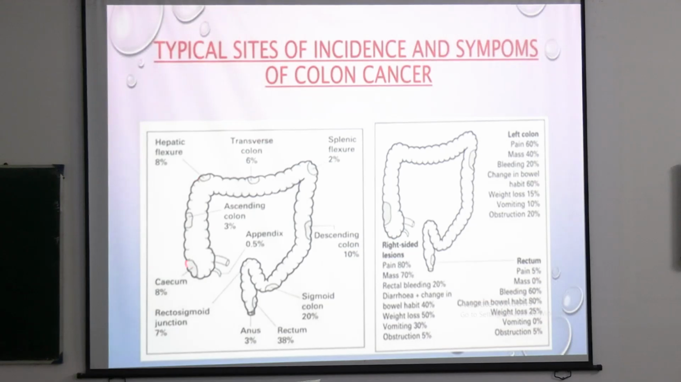And the right sided colonic lesions, this is the right side of the colon. The right sided colonic lesions present with abdominal pain, mass, rectal bleeding, diarrhea or change in bowel habit, weight loss, vomiting, obstruction. So, vomiting is more common in the left and right colon. There may be vomiting, pain, mass, bleeding.